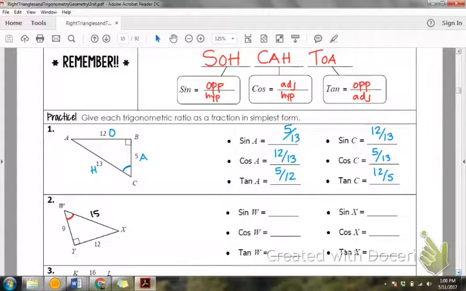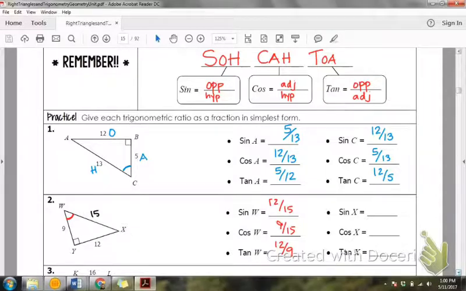Okay, sine of W, Tylea. What is the sine of W? Number two, what is the sine of W? 12 over 15. Some of you reduce these. Do not reduce. Just leave it as is. What is the cosine of W, Hortensia? 9 over 15. James, what is the tangent of W? 12 over 9. Everybody agree with that? Raise your hand if this is what you agree with.